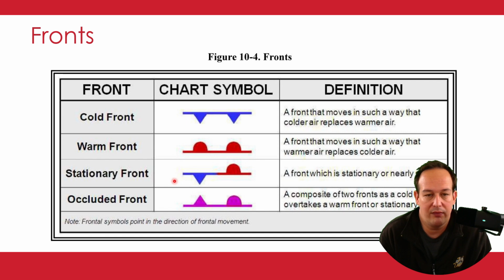Then we have stationary fronts, which are two air masses that kind of just stay in place for a few days or so, where one side is warmer than the other. And so the stationary front would be indicated with this blue and red line, where on the red side you'll have that red half circle, and on the blue side you'll have that blue triangle. And then an occluded front is kind of like when a cold front overtakes a warm front. And I'll go into more detail so you completely understand it. We indicate this one with a purple line with a purple triangle and a purple half circle on the same side of the line there.